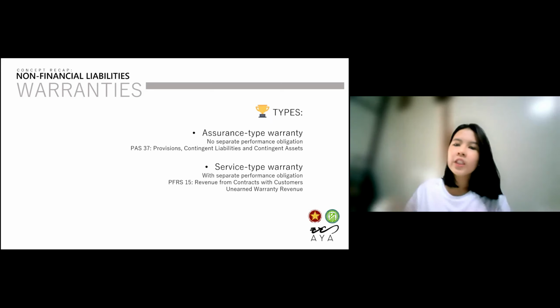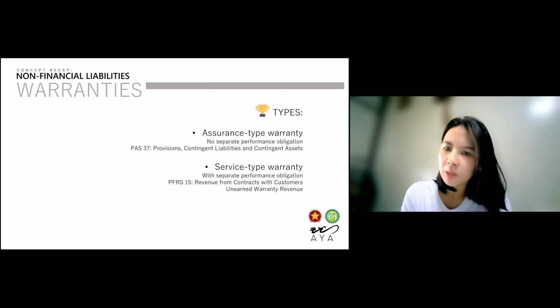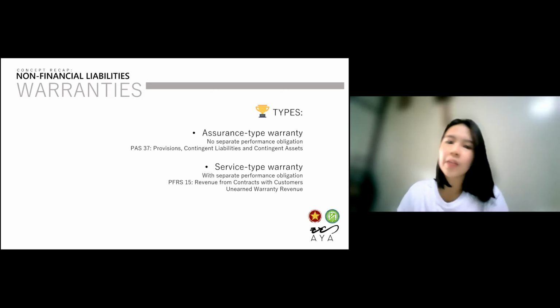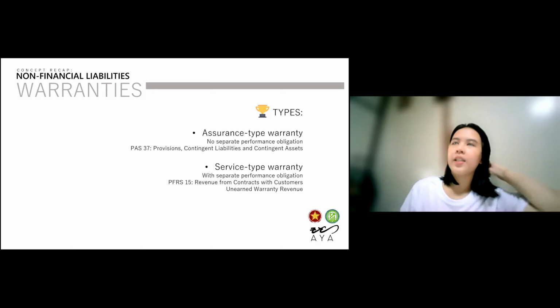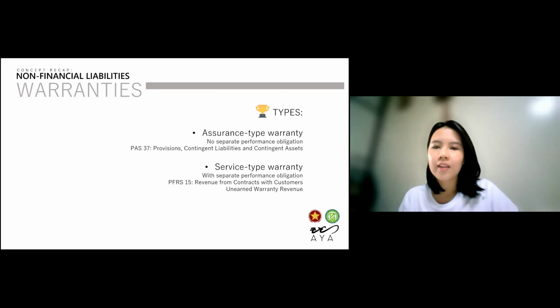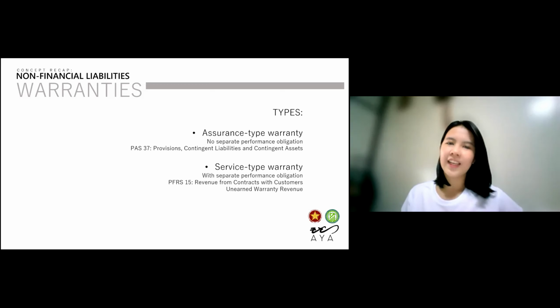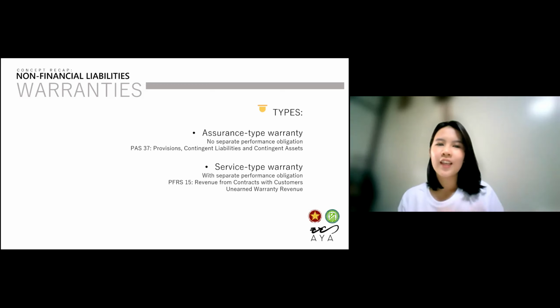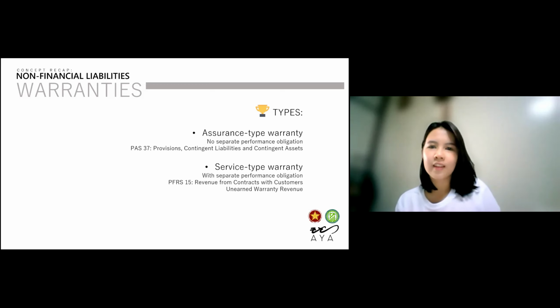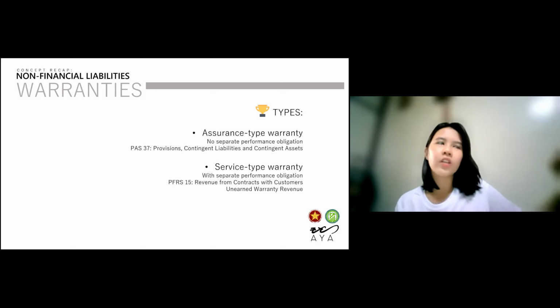So, for service type warranty naman, there is a separate performance obligation, which means sold separately yung warranty niya. Therefore, it is governed by IFRS 15, revenue from contracts with customers. And di ba kapag nagre-record tayo ng sale, debit cash, credit sale, meron pang extra credit to unearned warranty revenue for the portion of the warranty. Kaya nga, di ba sa module natin, sa discussion, as you can see, pinoprorate pa natin yung na-receive nating proceeds over the actual sale and the warranty portion. Okay?